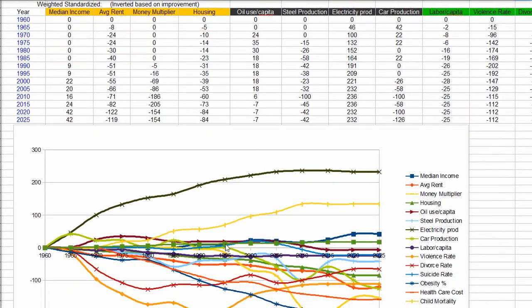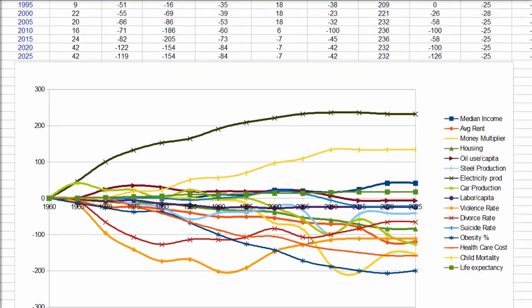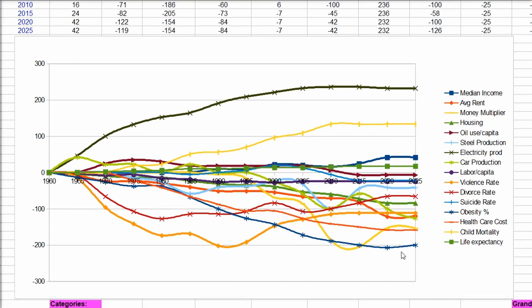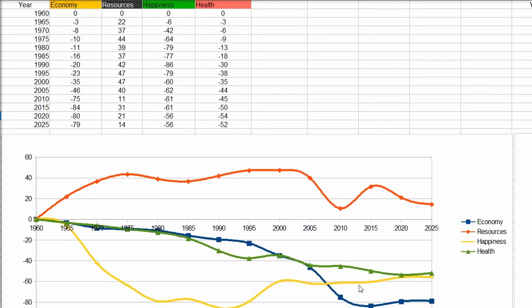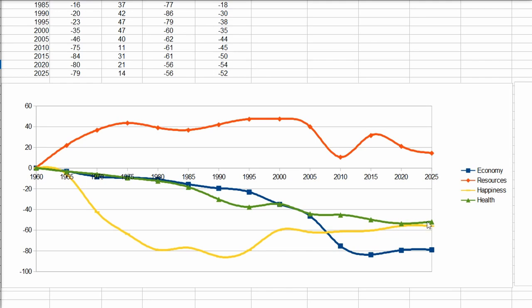Just to talk about the data a little bit, we have things like obesity, which is at the bottom here. This is electricity production, which is very strong. Boosts the whole numbers, the whole averages. This is child mortality, which also boosts the averages for health. Health was actually the worst before we added child mortality. That really helped a lot.